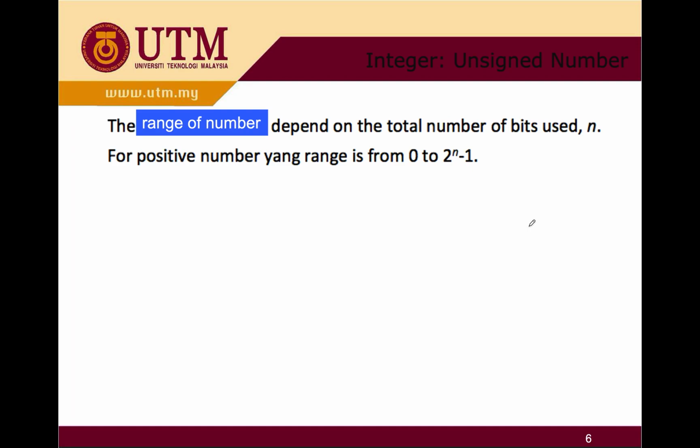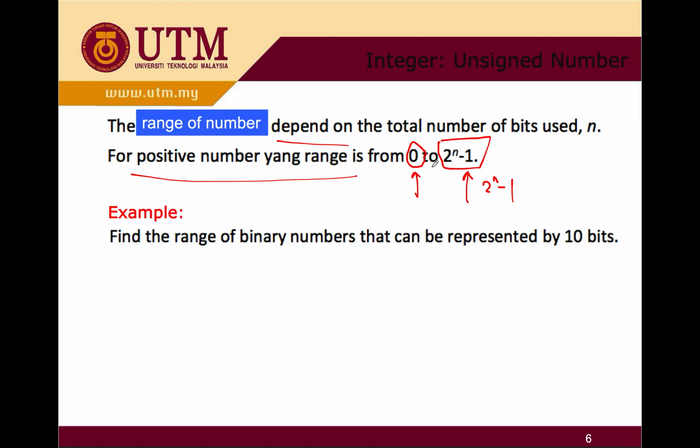So the range of numbers depends on the equation. The range starts from 0, everything starts from 0, up to 2 to the power of n minus 1. The positive numbers range is from 0 to 2 to the power of n minus 1. Example: find the range of binary numbers that can be represented by 10 bits. So it's easy. You need to know the range.